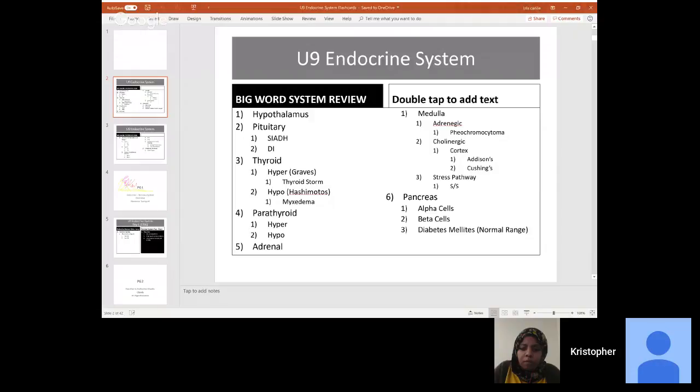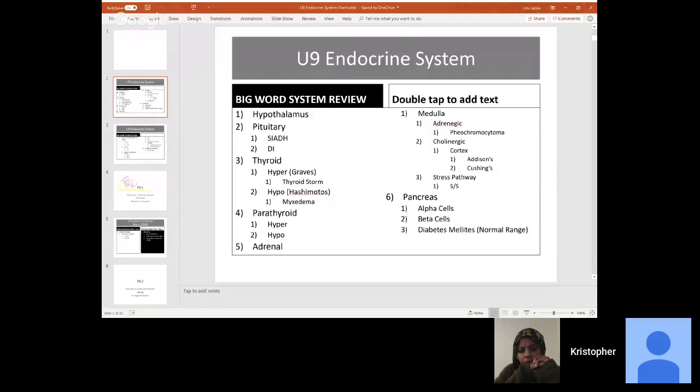So stress goes hypothalamus to anterior pituitary, and then adrenocorticotropic hormone is released. That goes to the adrenal cortex, and then the adrenal cortex releases cortisol, which is our glucocorticosteroids in response to stress. That's the stress pathway. Okay, and we talked about Addison's and Cushing's.